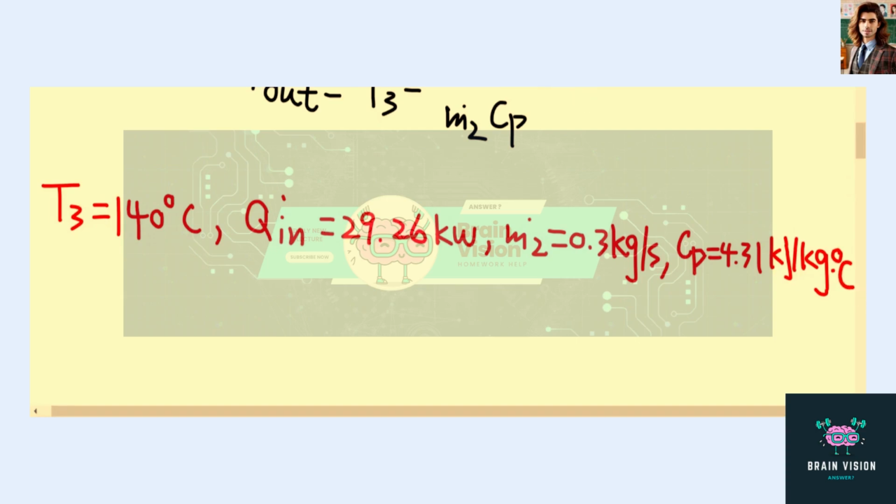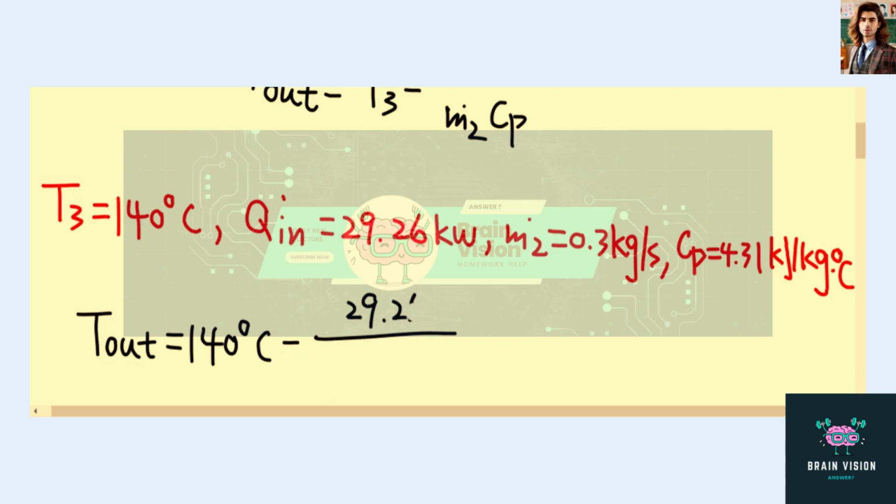So now let's plug back into the equation to determine the exit temperature for the geothermal water, which is equal to 140 degrees Celsius minus 29.26 kilowatts over 0.3 kilogram per second, and then times 4.31 kilojoule per kilogram times degrees Celsius.